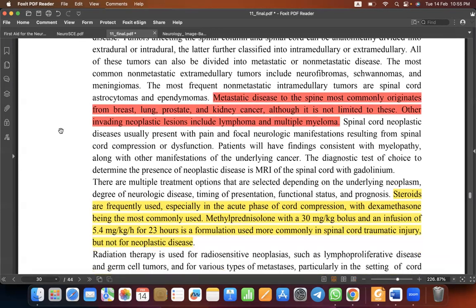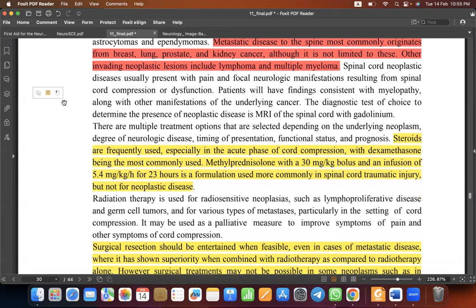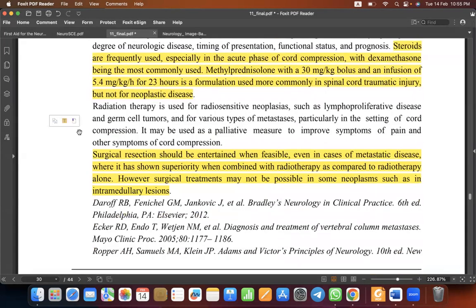Okay, the patient may have pain or focal neurological deficit associated. We should do an MRI with contrast, that could be very important. Steroids are frequently used; a bolus treatment could be given. Radiation therapy could be important for radiosensitive tumors as well. Sometimes germ cell tumors or lymphoproliferative tumors have a very good radiotherapy response. Okay, sometimes there could be some palliative measures as well. Surgical resection could be feasible sometimes as well.